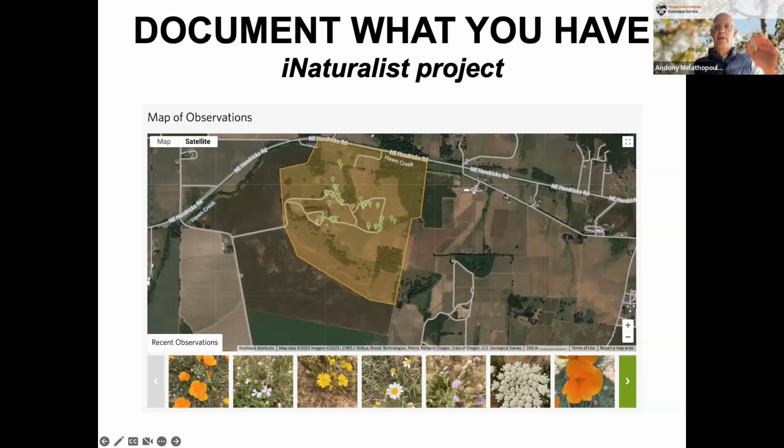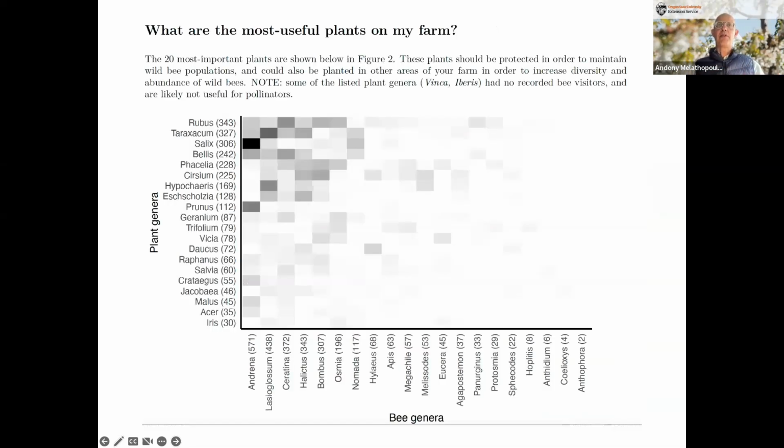So they do this, we can download their records and we put it into a script that looks at the plants that they have and predicts the bees that they have. So it says the 20 most important plants on their property are shown in Figure 2. These plants should be protected in order to maintain wild bee populations and could also be planted in other areas. And it says there are some here, like Iberis and Vinca, that have no recorded bee visitors and are not useful. So there are some plants that are just not that useful.